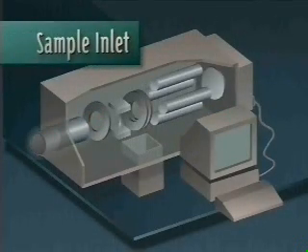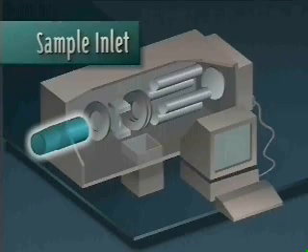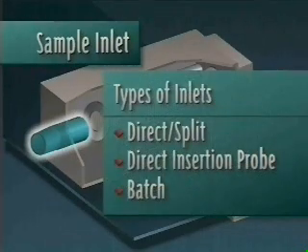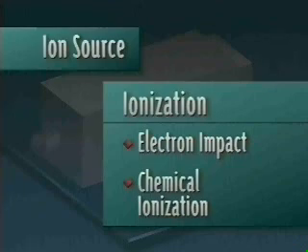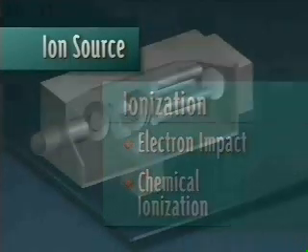Gas, liquid, and solid samples can be introduced into the ion source through specially designed inlets with controlled flow. A sample must be ionized before the mass spectrometer can analyze it. Two common types of ionization are electron impact and chemical ionization.